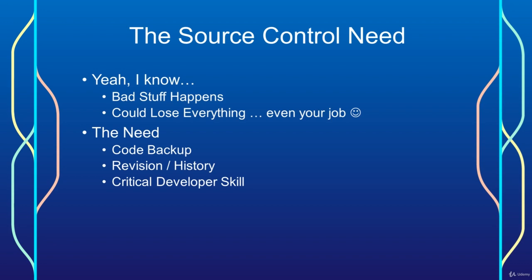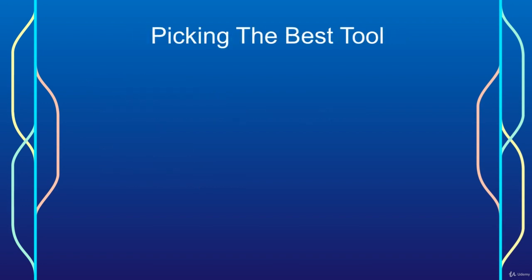That means you can return to the version of a source file as of 3 weeks ago, or even just compare changes from a few hours ago. Today, knowledge of a source control tool is a critical developer skill. Okay, let's assume you're on board with the source control management tool concept. How do you pick one?